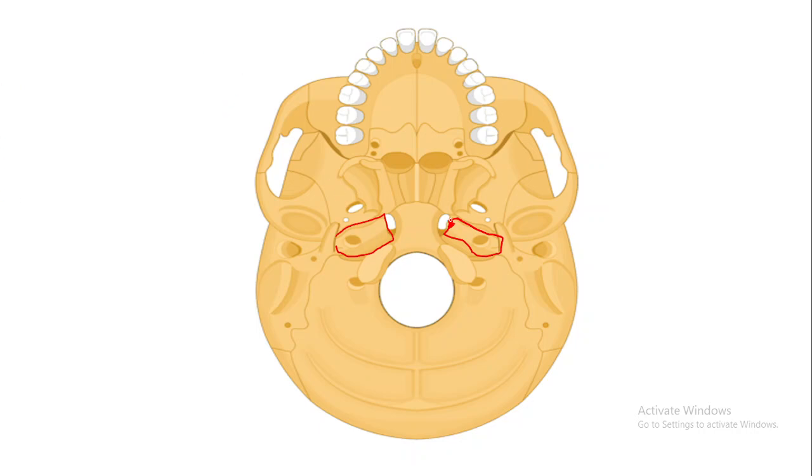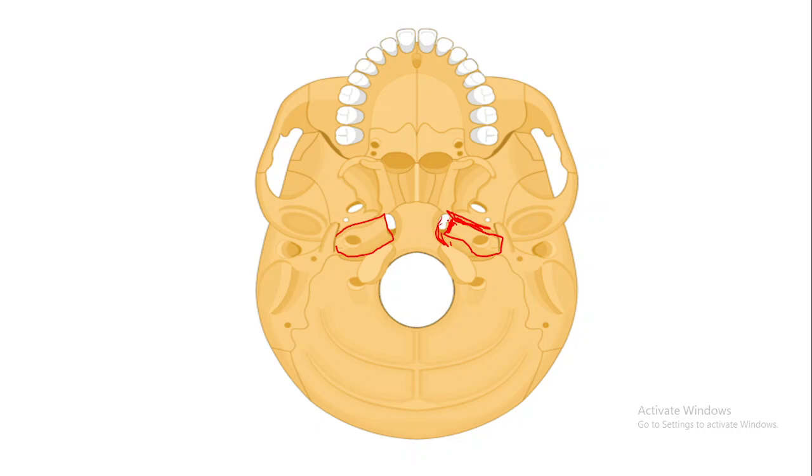It is directed forward and mesially. This apex of the petrous temporal bone is directed forward and mesially. Then this apex is present between the greater wing of sphenoid, the posterior medial surface of the greater wing of sphenoid, and the basi-occiput, or the basilar portion of the occipital bone.